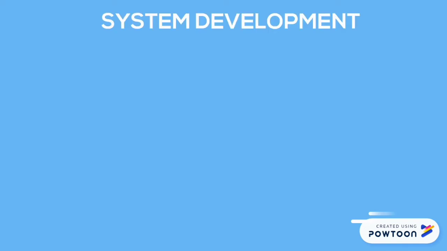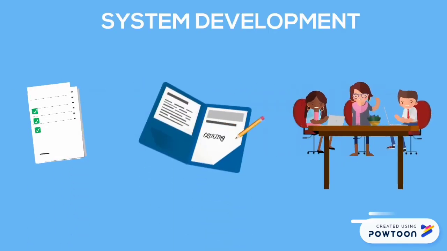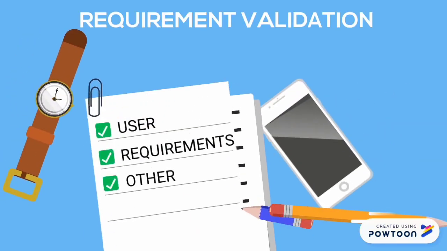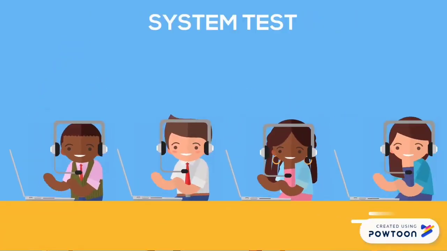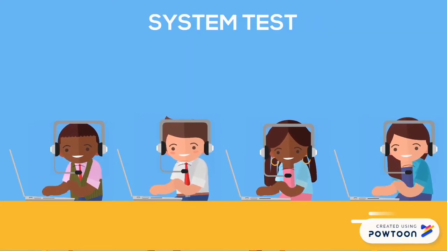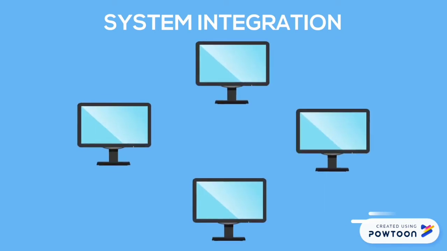The system development is the process for planning, creating, testing, and deploying a system. Recheck the previous user requirement and match with the current system. It's the requirement validation. System test. Testing the current system and evaluate it. System integration. Integrating the ERP module to work with the company's business process and enhancing the work performance.